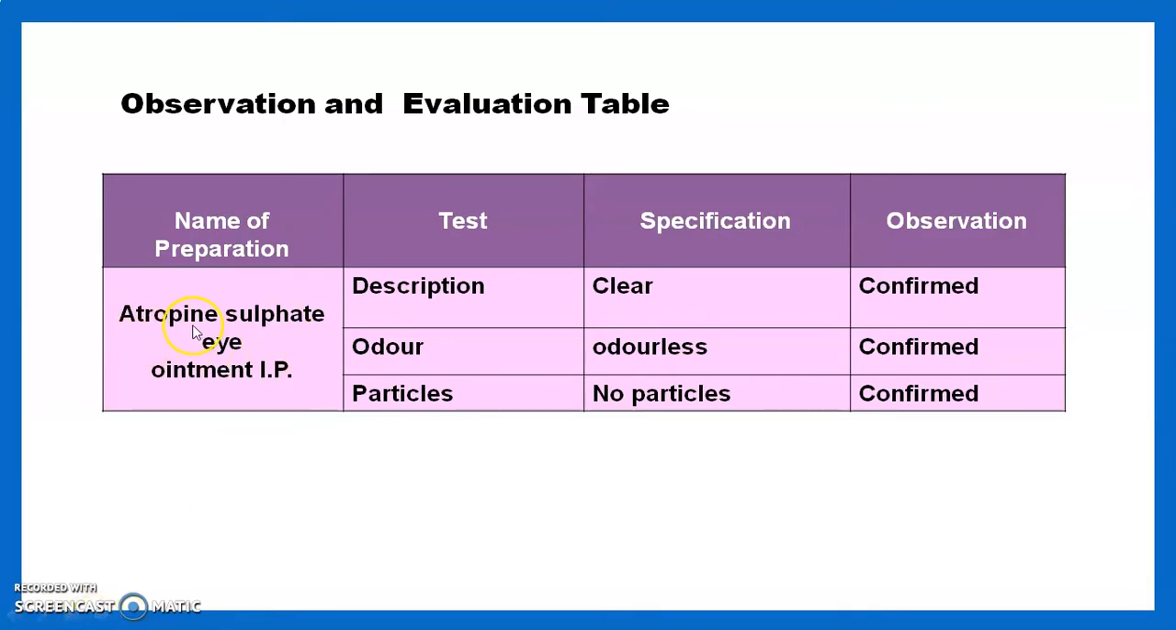Name of our today's preparation is Atropine Sulphate Eye Ointment IP. The tests are description, it is clear, we confirm that test. Then the next test is odor, it is odorless, we confirm that test. Then the next test is particles, there are not any particles present in our preparation, we confirm that test. In this way we evaluate our preparation.